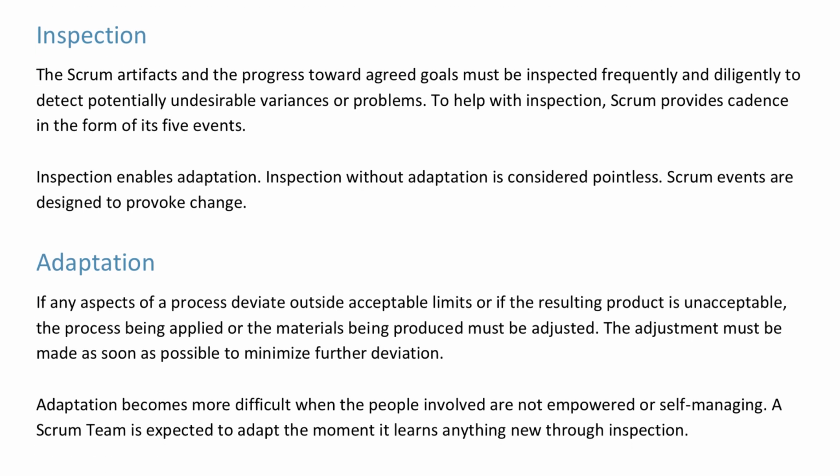Adaptation. If any aspects of a process deviate outside acceptable limits, or if the resulting product is unacceptable, the process being applied or the materials being produced must be adjusted. The adjustment must be made as soon as possible to minimize further deviation. Adaptation becomes more difficult when the people involved are not empowered or self-managing. A Scrum Team is expected to adapt the moment it learns anything new through inspection.